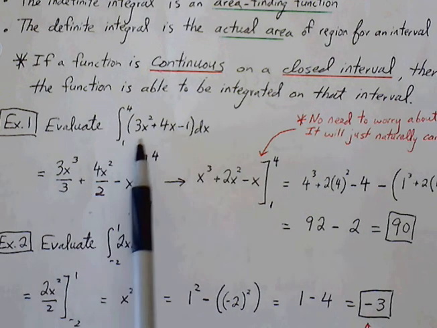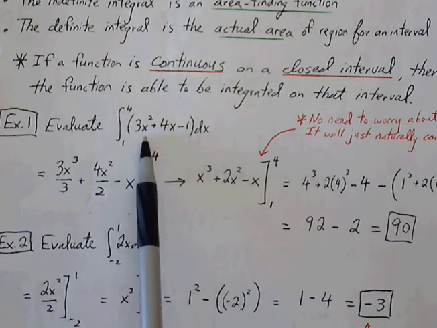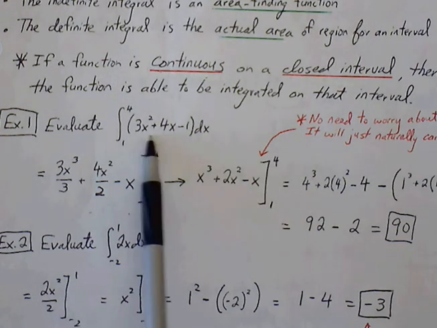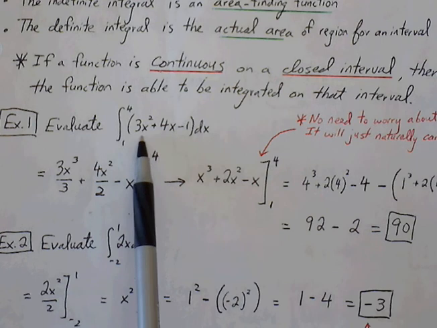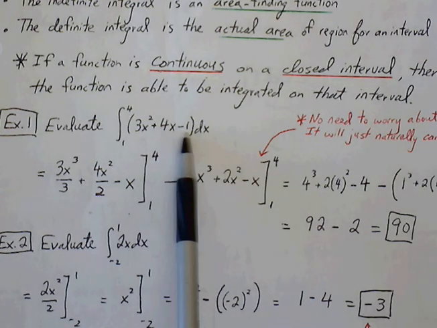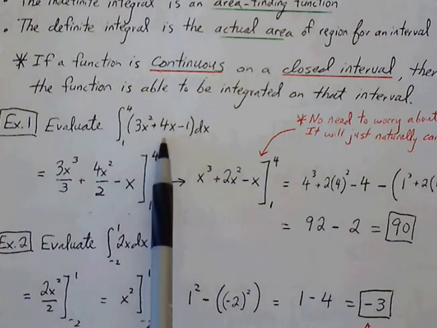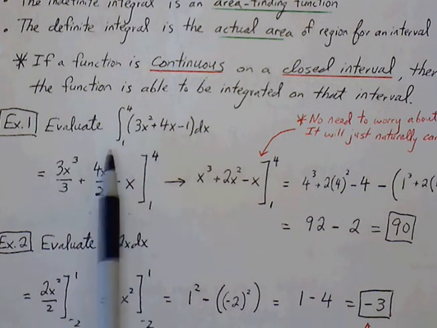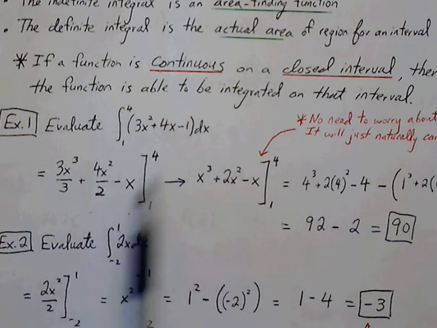The first steps will look exactly the same as finding an indefinite integral. So we go through power rule. This is set up for us to apply power rule. No need to expand or rewrite our function. So we go through power rule: 3x cubed over 3 plus 4x squared over 2 minus x.